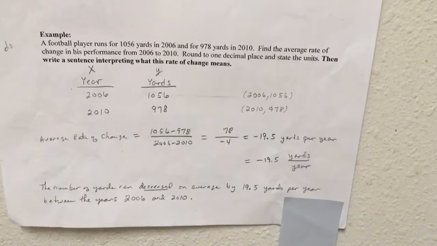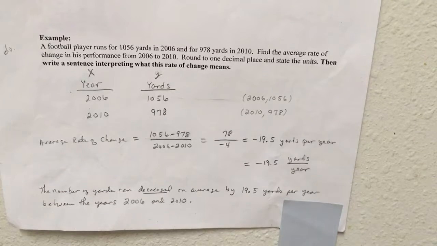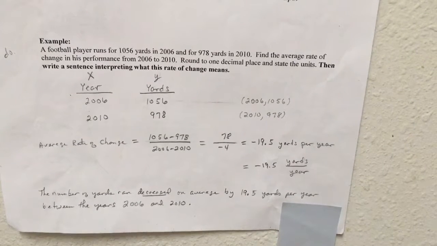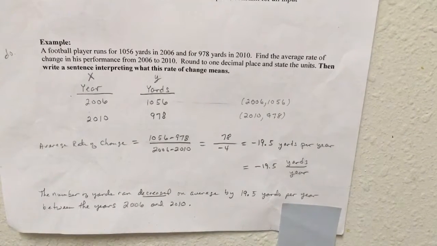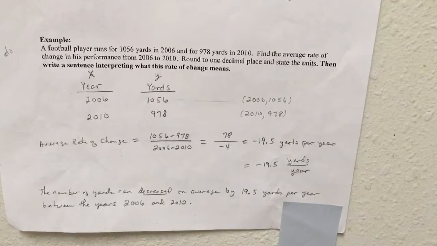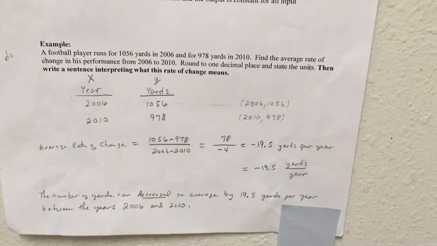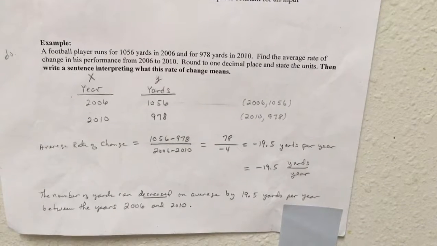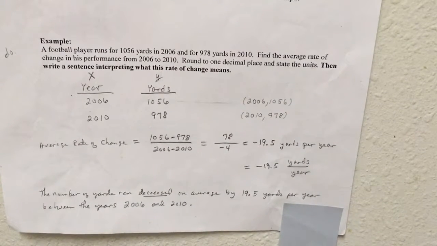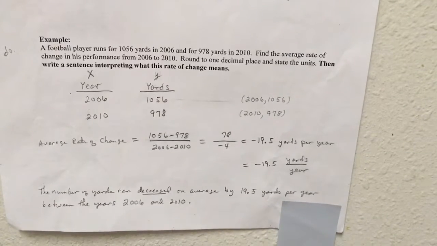A football player runs for 1,056 yards in 2006 and for 978 yards in 2010. Find the average rate of change in his performance from 2006 to 2010. Round to 1 decimal place and state the units. Then write a sentence interpreting what his rate of change means.